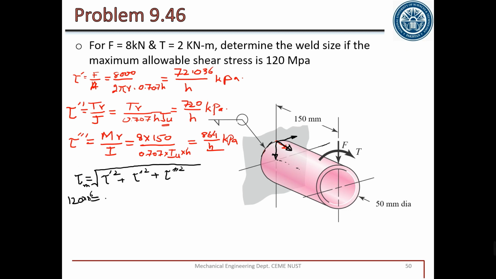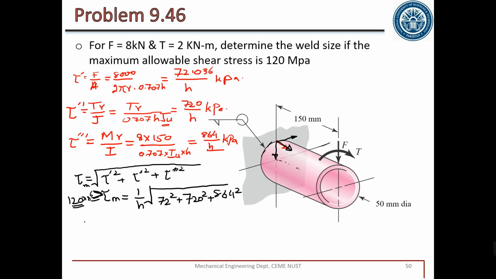times 10 raised to power 6 equals tau max, and substituting all the values, the 1 by h is common. 1 by h square under root is 1 by h. We have 72 square plus 720 square plus 864 square. To be on the safer side, this allowable stress should be more than the maximum stress. So the equation has to be like this. If tau maximum is greater than this value, the structure will fail. So this has to be greater.